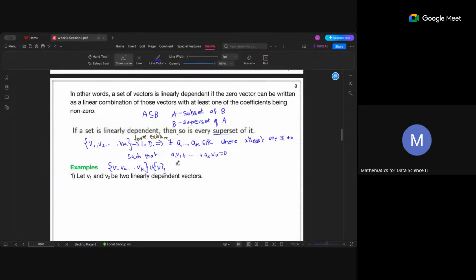Do you all understand? I'm simply going to write the same expression up to vk, and for whatever vectors are added, I will simply put 0 times v. The same can be done for any number of vectors: 0 times those vectors equals 0, and one of the coefficients is already non-zero. So this set is linearly dependent. Is that clear?